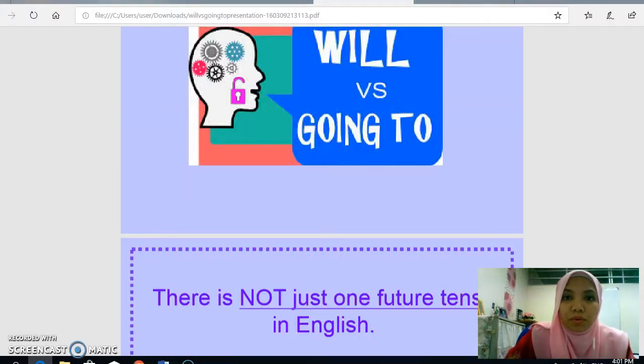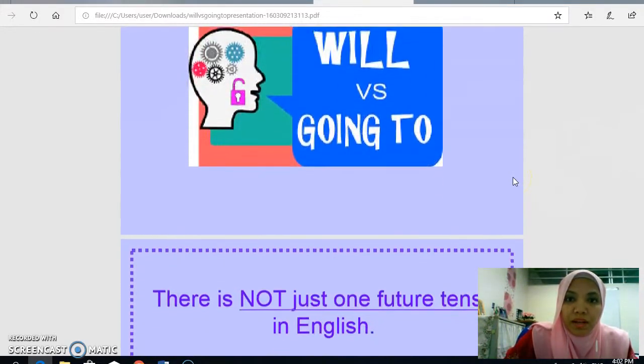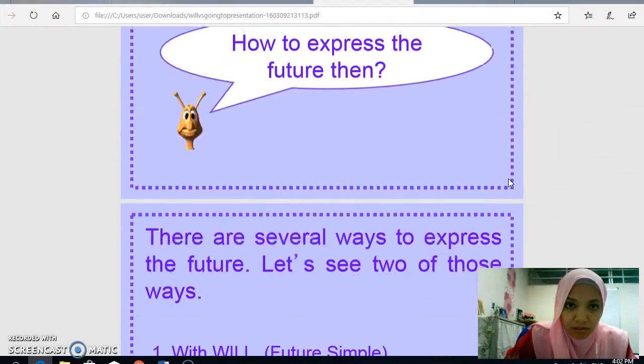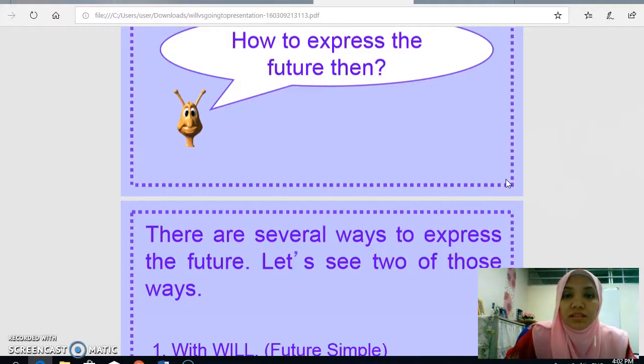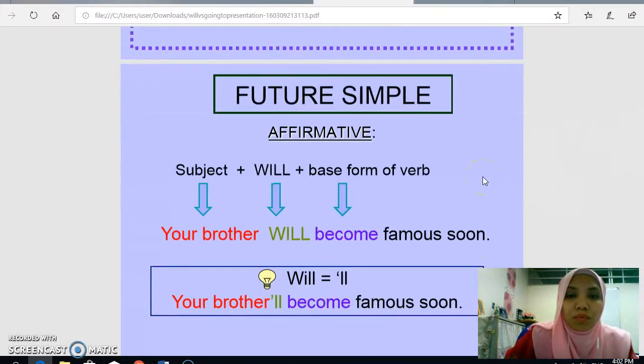Okay, hi. Now we are going to understand how the use of will and going to are different. We know that will and going to are used to express future actions, actions that have not happened yet. So you have will, which is from future simple, and be going to. Let's have a look at one by one of these tenses.